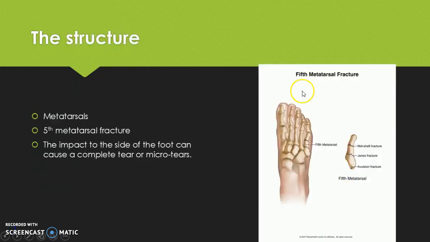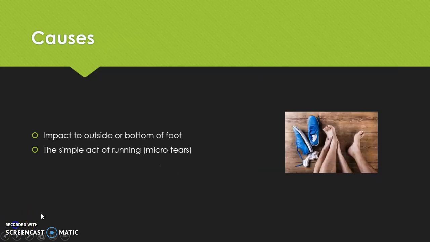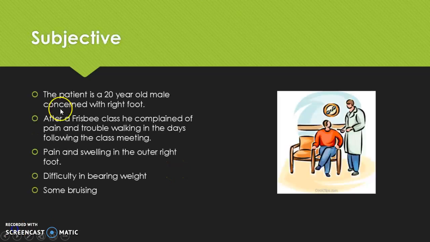The Jones fracture is on the 5th metatarsal of the foot. So you have the 1, 2, 3, 4, 5, and it is right in the middle of the metatarsal that connects the pinky toe to the rest of the foot. It usually occurs from impact to the 5th metatarsal. Again, a strong impact will cause the fracture. It can be on the outside of the foot or the bottom of the foot. Simple acts of running will also cause micro tears that can lead to fractures in the long term.